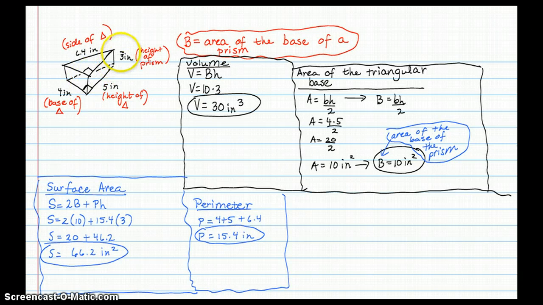And then you take that times the height of the prism, which is 3 inches. And that'll give you the area of each of those rectangles. And so we go 15.4 times 3, which is 46.2. We simply put it together with the area of the bases, and we get 66.2 inches squared, or square inches.